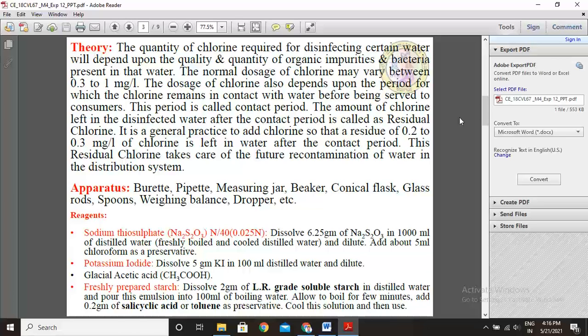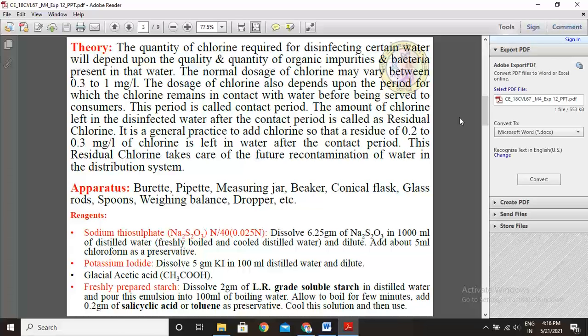Sodium thiosulfate of normality 0.025 N is used. How to prepare this sodium thiosulfate reagent? Dissolve 6.25 gram of sodium thiosulfate in 1000 ml of double distilled water that is freshly boiled and cooled, and dilute it. Add about 5 ml chloroform as a preservative. So now it becomes sodium thiosulfate of 0.025 normality.